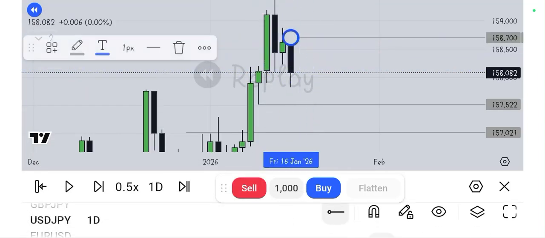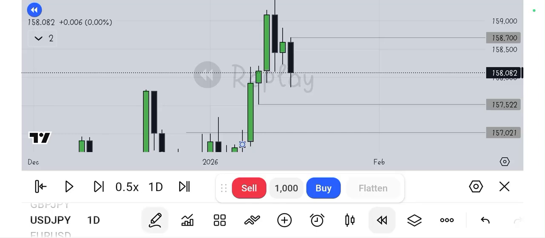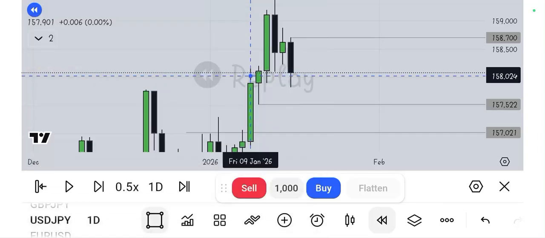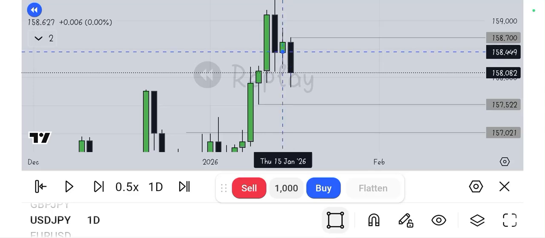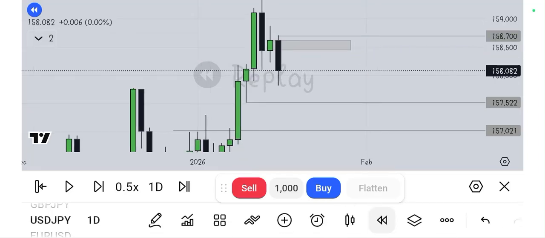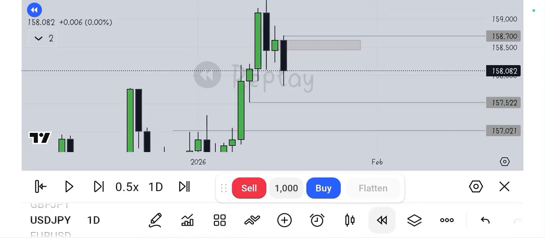So we would like to see our Monday taking out that high. If not taking out that high, we would like to see that Monday or a Tuesday reacting from that daily order block. So let's play and see what is most likely to be formed on a Monday.